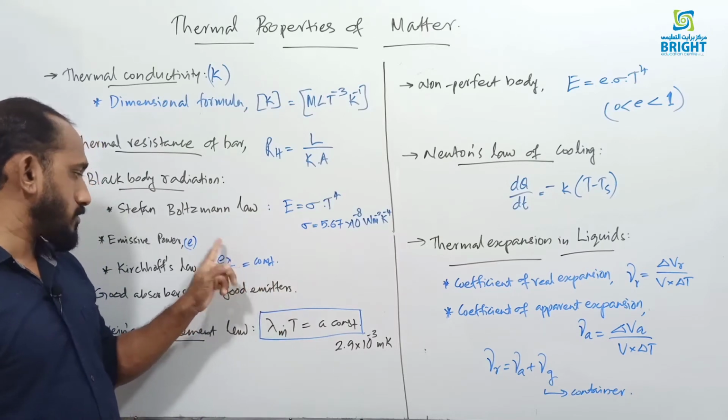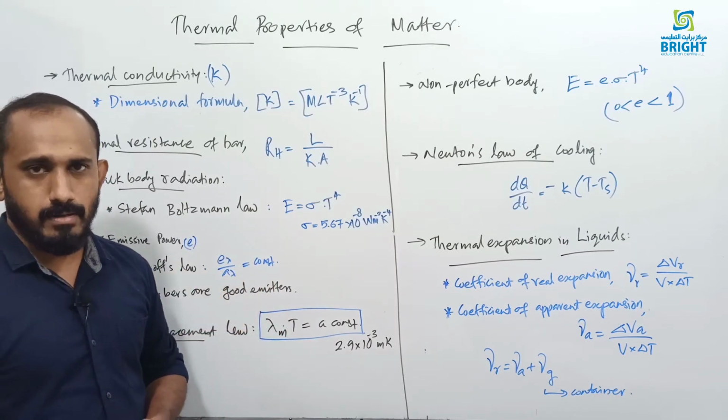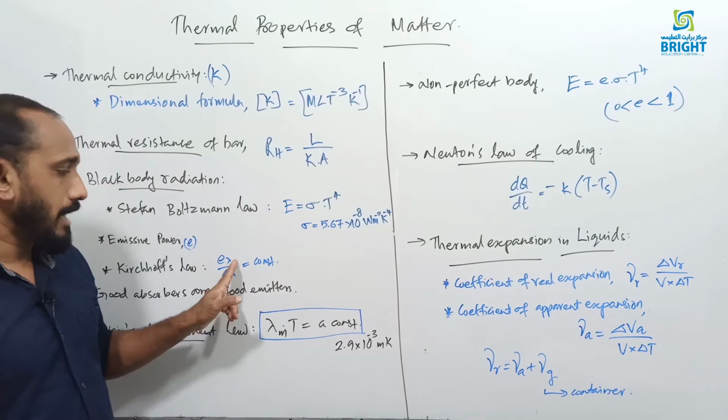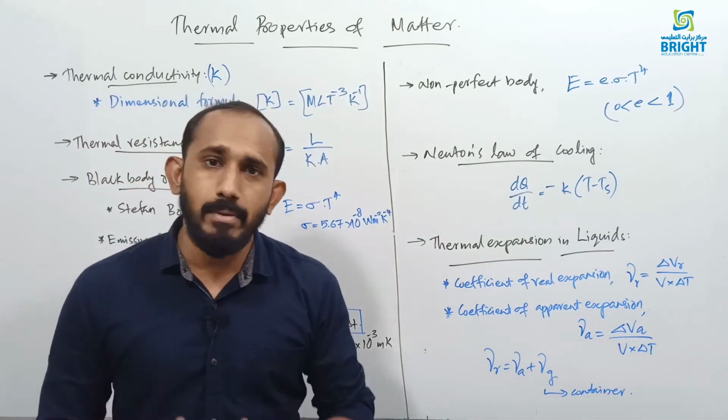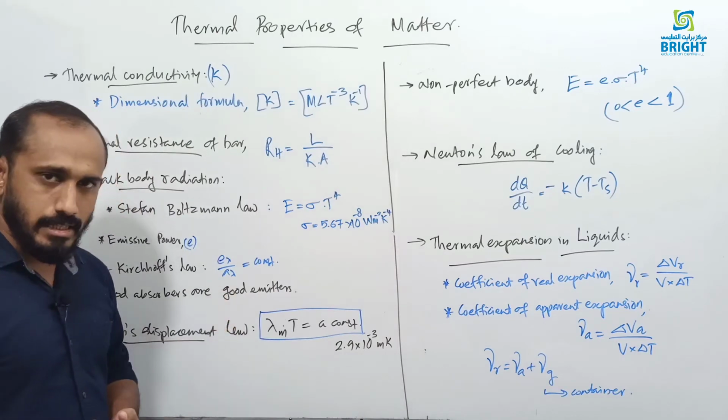E for emissive power, A for absorption power. So the coefficient of absorptivity, at a particular wavelength, will also be a constant. So a good absorber is a good emitter of radiation also. You will get that idea.